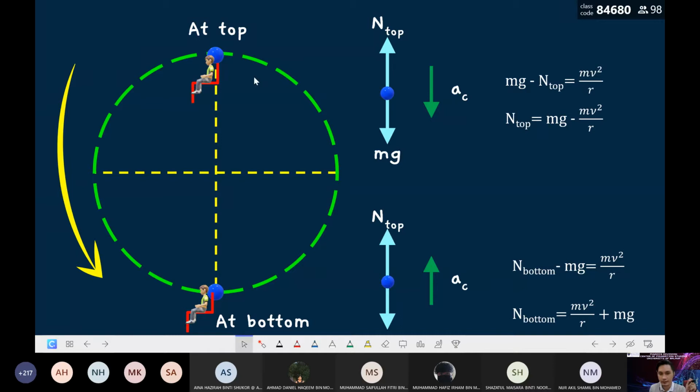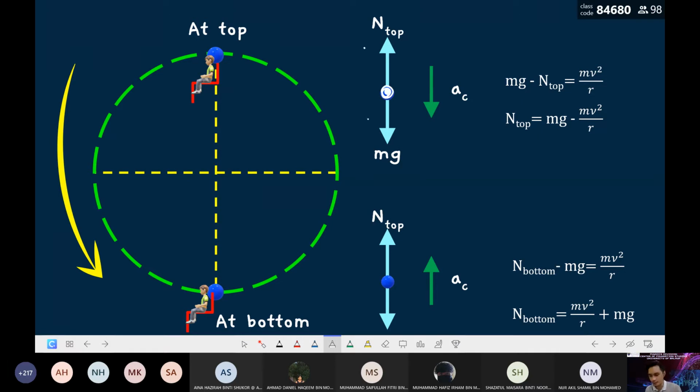We have a Ferris wheel and then we sit in the Ferris wheel and we have the seat, right, the seat in the Ferris wheel, and the normal force will exist. Okay, so if I draw the free body diagram at the top, we will have the object, okay, and then we will have mg and we have N top.